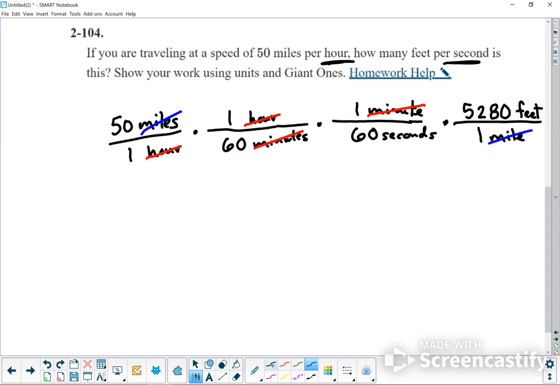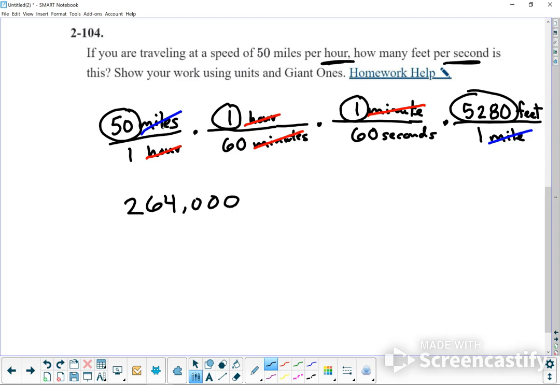All right. So what kind of math am I doing? So I have to go 50 times 1, that's just 50, times 1, which is still 50, times 5,280. So it's 50 times 5,280. So you get a calculator or whatever you need to do this. I'm going to use a calculator. 50 times 5,280. That's going to give me 264,000.